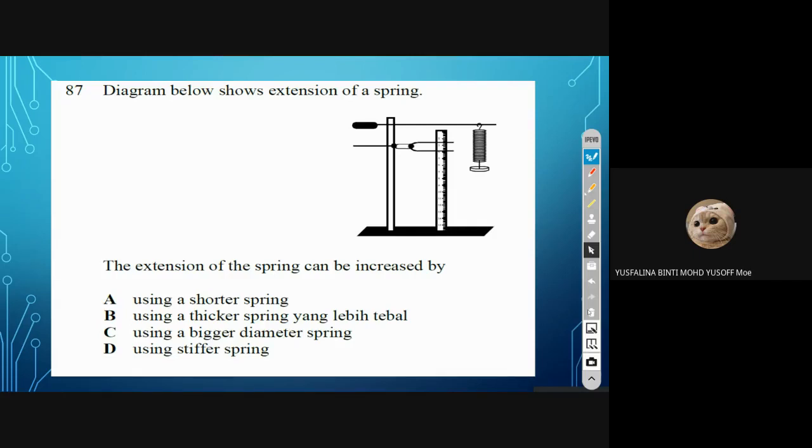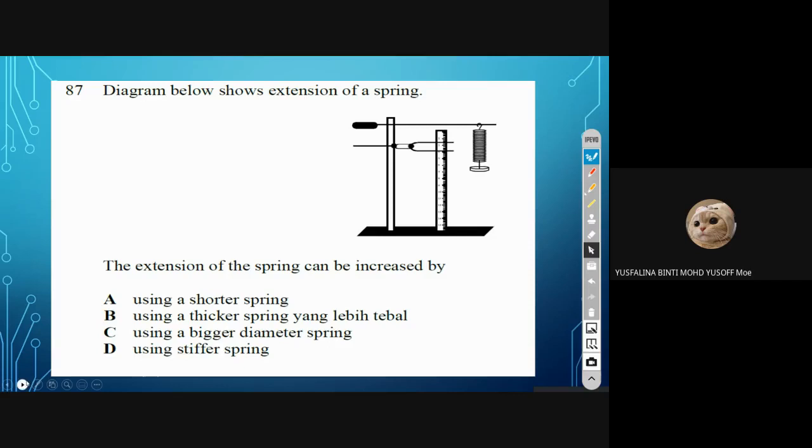Use a thicker spring: a thicker spring means the wire becomes thicker, so the extension of the spring will not increase, right? And then for C, use a bigger diameter spring. This one will actually increase the extension of the spring. A smaller diameter spring will be stiffer, and a bigger diameter spring will be less stiff. So the answer should be C.